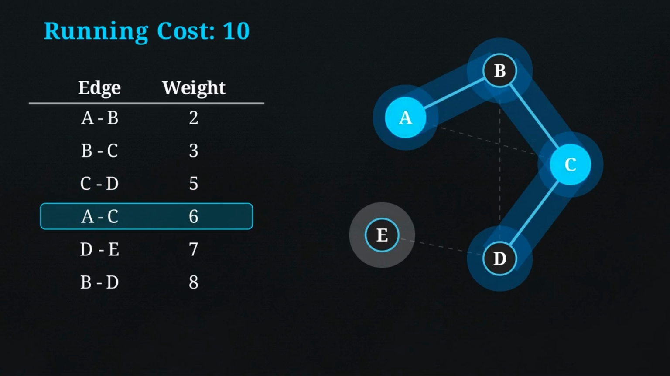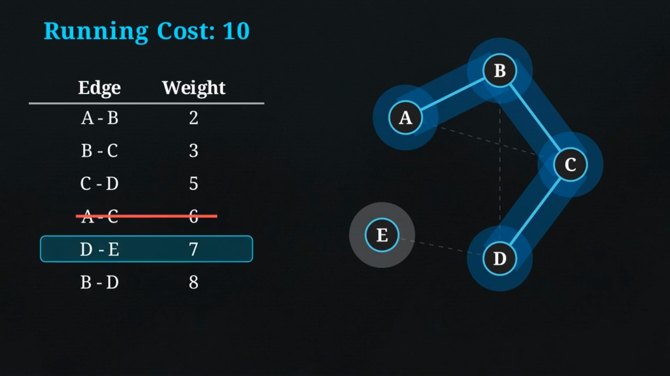Next is the edge from A to C, carrying a weight of 6. The algorithm runs a find operation on both nodes. It discovers that A and C already share the same parent set. A tree cannot contain closed loops. Since adding this connection creates a cycle, the algorithm rejects the edge.